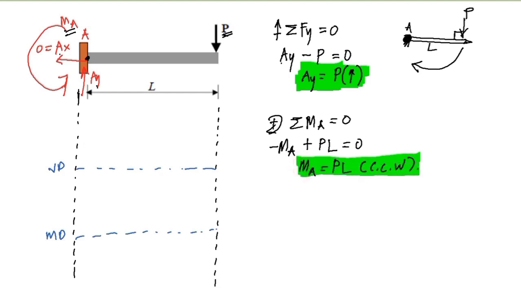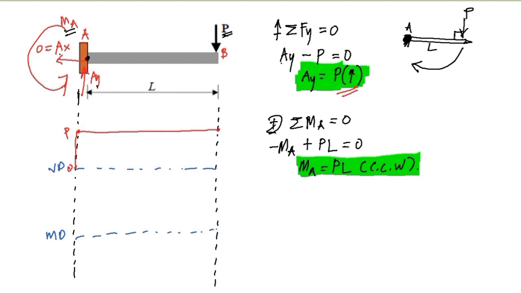Now it's time for us to draw the shear and moment diagram. For the shear diagram, what creates the shear is the reaction at point A, the vertical reaction. That has a magnitude of P upward. So we start from 0, and since this is upward, we go up to the magnitude P. As you can see, we have no forces from point A to point B, so this stays constant all the way to here.